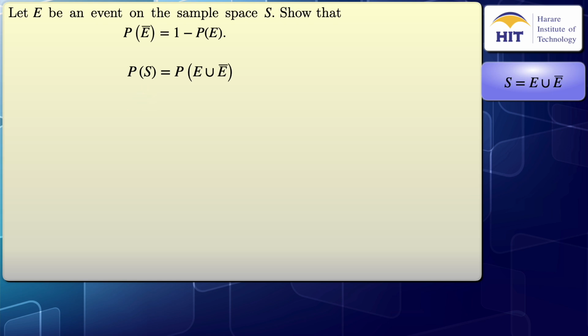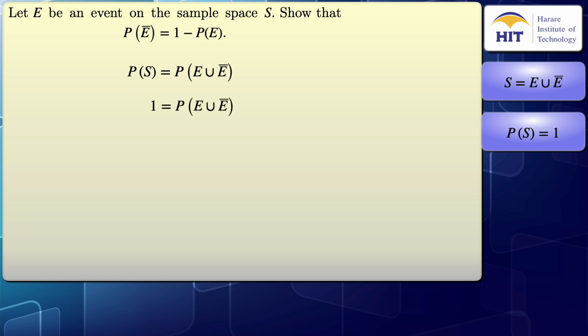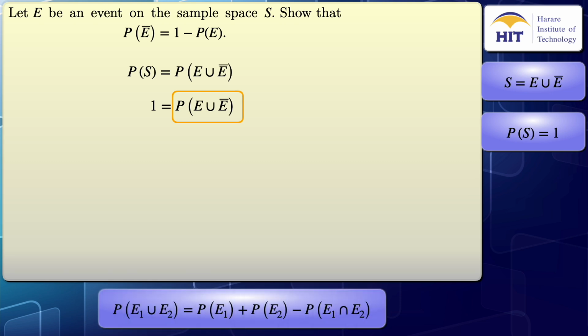But looking at the left-hand side, we have probability of S, the probability of the sample space. By definition, we know that the probability of the sample space is equal to 1. So put 1 here, and we would have 1 is equal to probability of A union A complement. But now looking at the probability of A union A complement, we can use the formula for the probability of the union of two events. If we have events E1 and E2, the probability of E1 union E2 is equal to probability of E1 plus the probability of E2 minus the probability of E1 intersection E2.